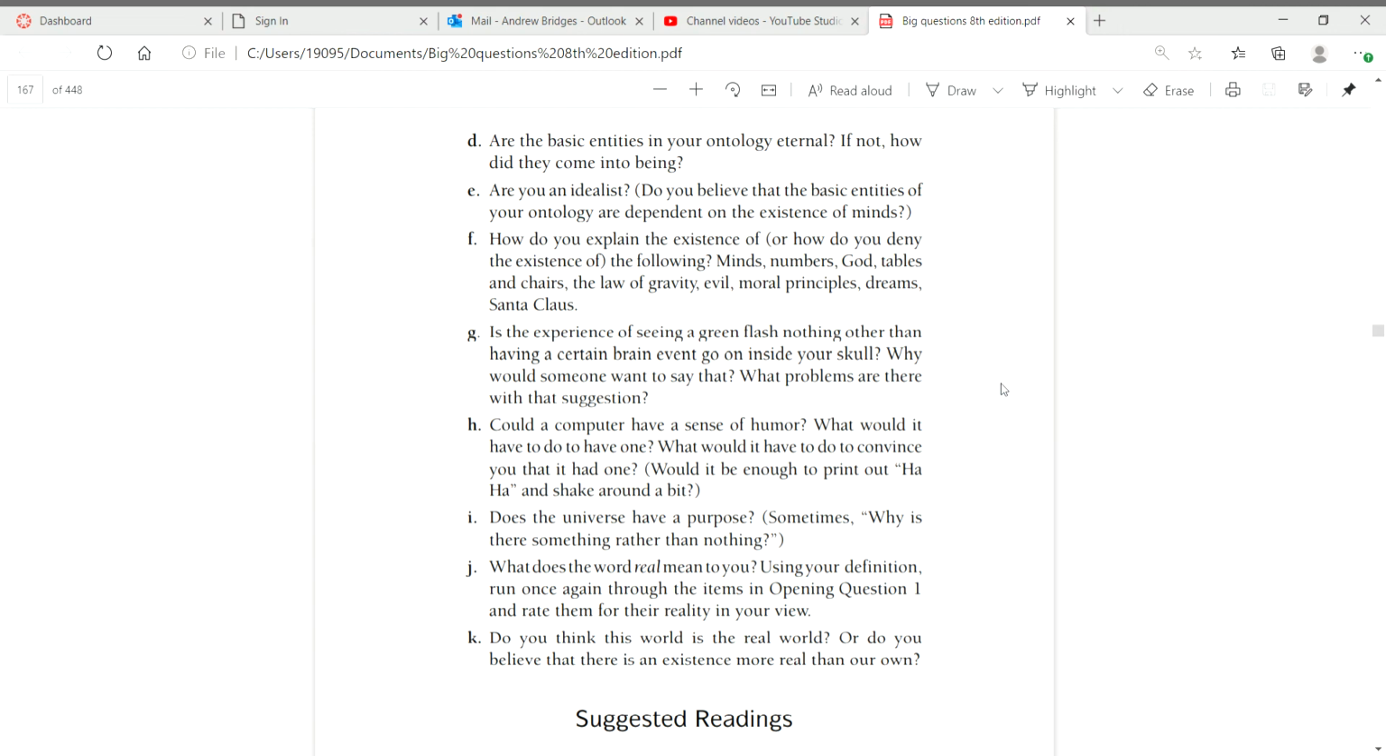H. I like this one. This is a funny one. Could a computer have a sense of humor? What would it have to do to have one? What would it have to do to convince you that it had one? And also, would it be enough to print out "haha" and shake around a bit? So obviously that's no, it wouldn't. But how could a computer, or could a computer, have a sense of humor?